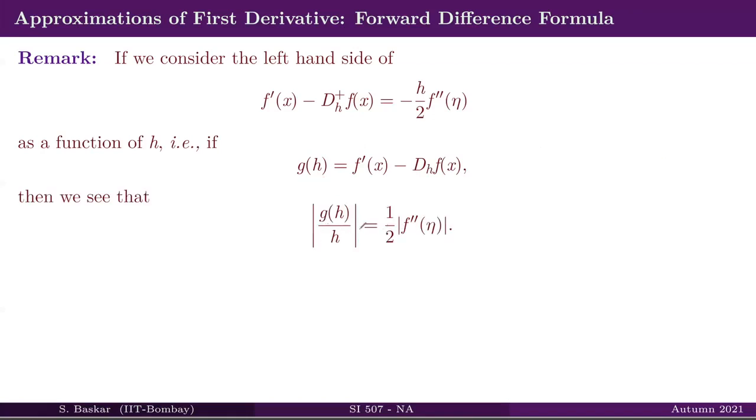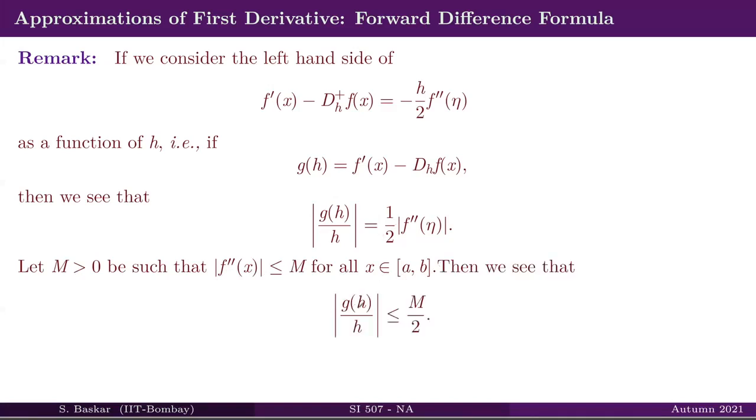Take modulus on both sides and divide both sides by h. You get mod g h divided by h is equal to 1 by 2 into mod f double dash of eta. If you assume that f is twice continuously differentiable, then f double dash is a continuous function on the closed and bounded interval AB. Therefore, it will be bounded. Let M be the upper bound of the function modulus of f double dash of x for all x in the interval AB. Then you can see that mod g h divided by h is less than or equal to a constant, right?